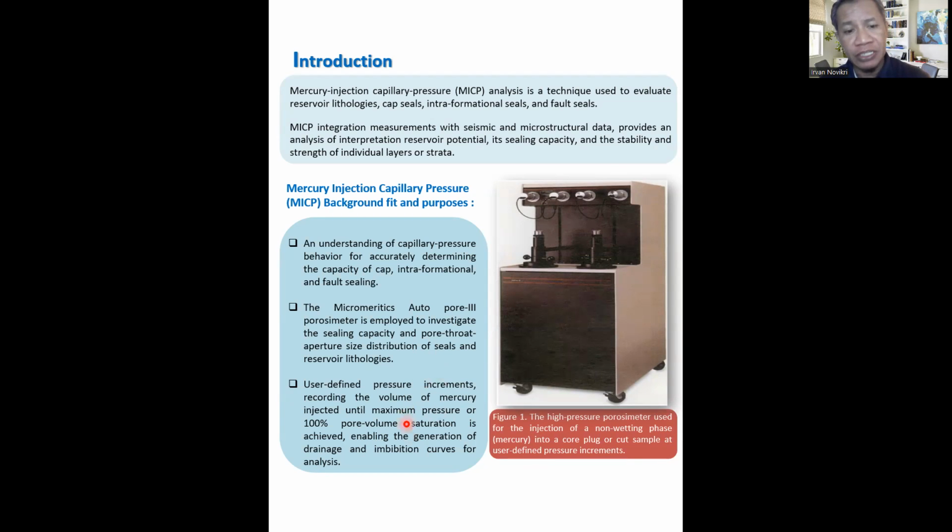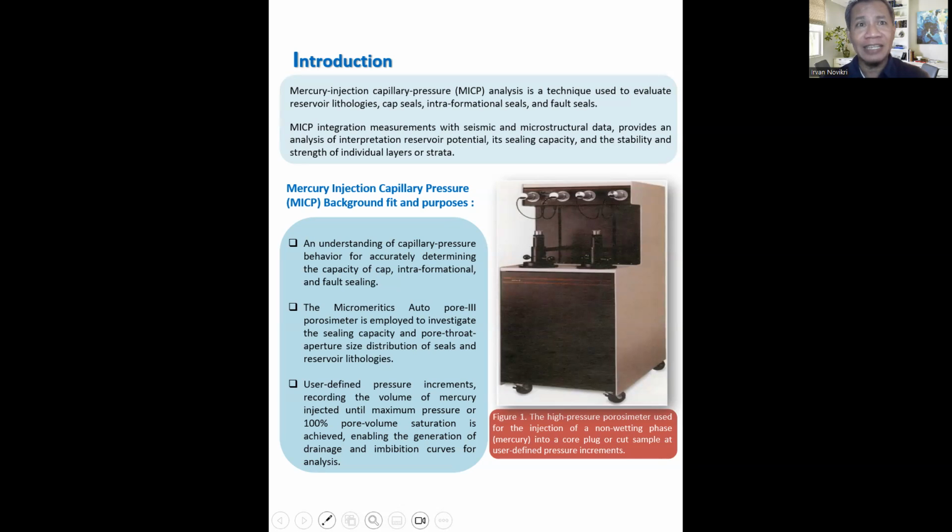In mercury injection capillary pressure analysis, the amount of mercury injected is recorded as the pressure increases until the maximum pressure or complete saturation of the pore volume is reached. The data is then used to plot the drainage curve, which shows the relationship between pressure and mercury saturation. The process can also be reversed to generate an imbibition curve, and it can be conducted under reservoir conditions if pressure data is available, although the low pressure may limit the saturation of the non-wetting phase.